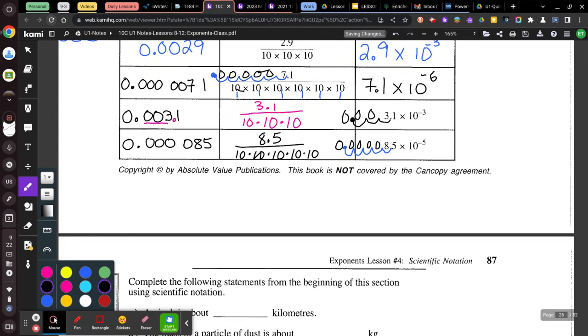All right. Turn your page. Hopefully you got the same answer.